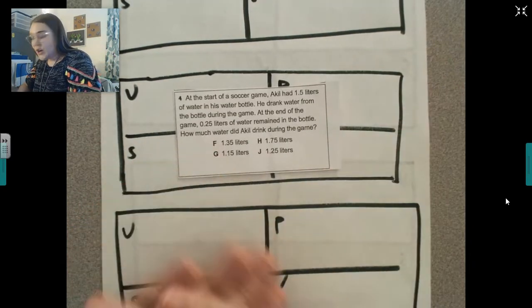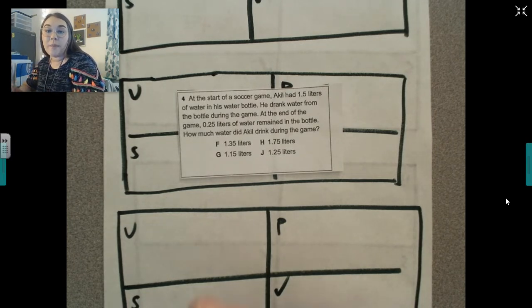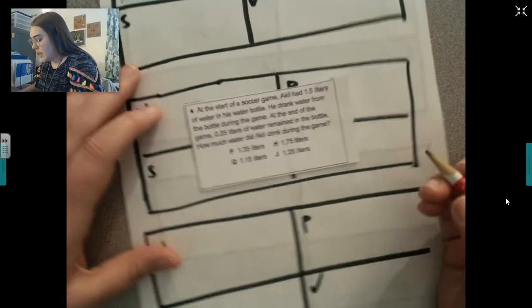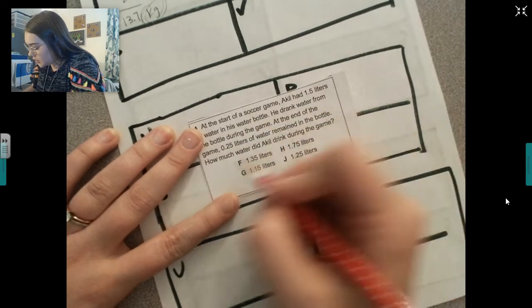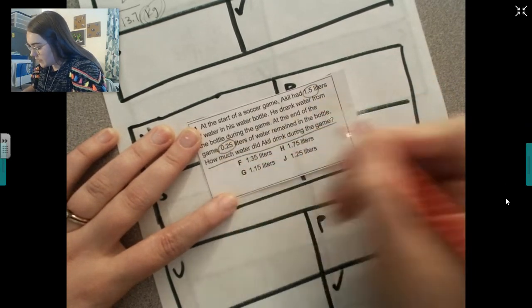At the start of a soccer game, Akil had 1.5 liters of water in his water bottle. He drank water from the bottle during the game, and at the end of the game, only 2,500 liters of water remained in the bottle. How much water did Akil drink during the game? So to understand, we're going to underline our question, circle our numbers, and then we're going to write it.